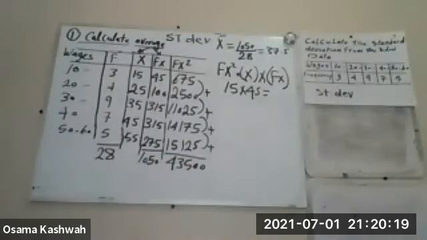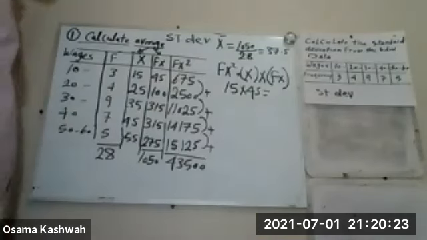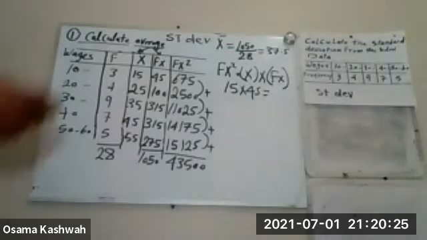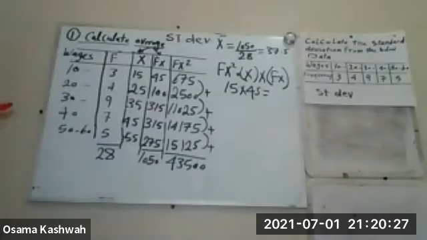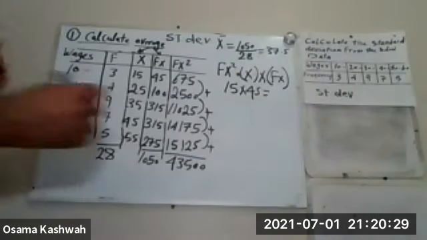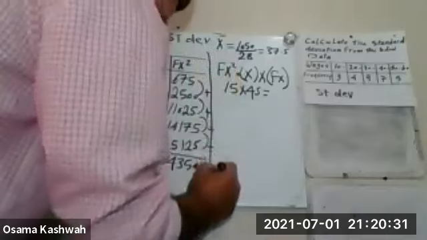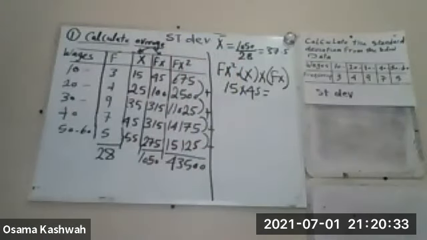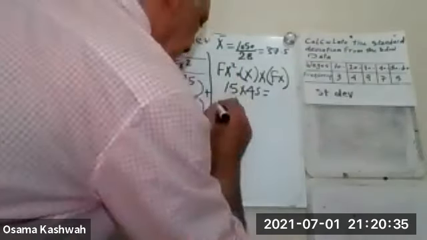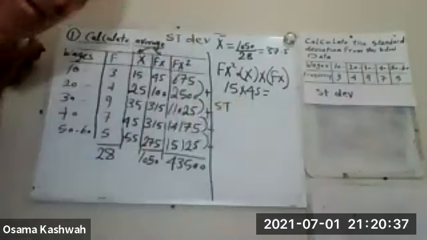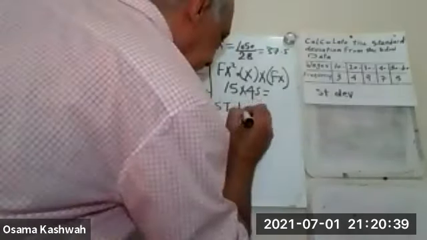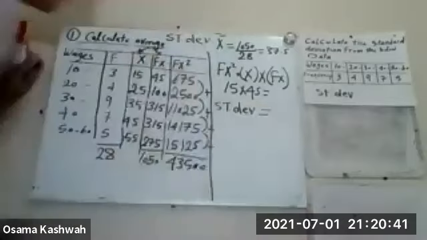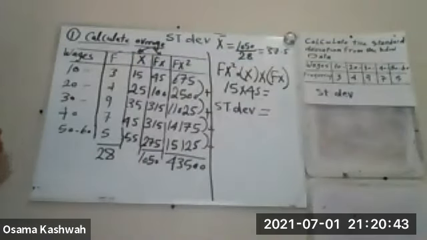Now I can calculate the standard deviation. Now it's very easy for me to calculate. How will I calculate the standard deviation? We have the formula. I will write it down here right now. STDEV, which stands for standard deviation, will equal, the formula will be like this.